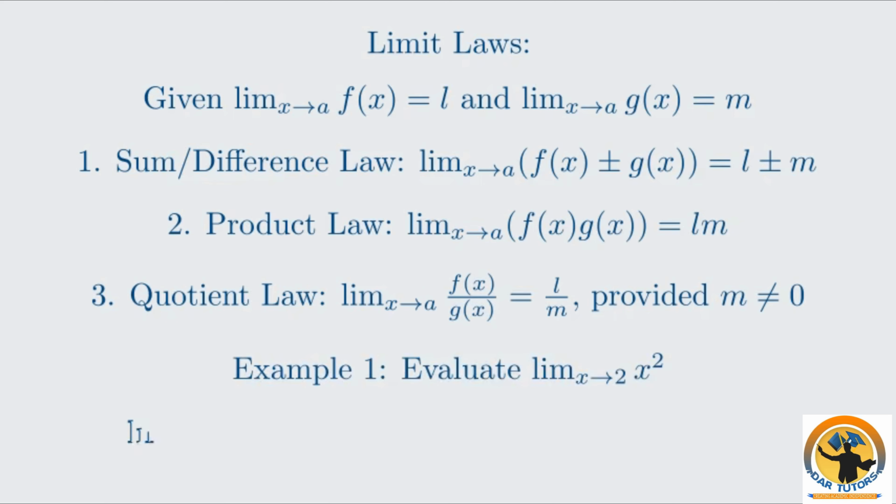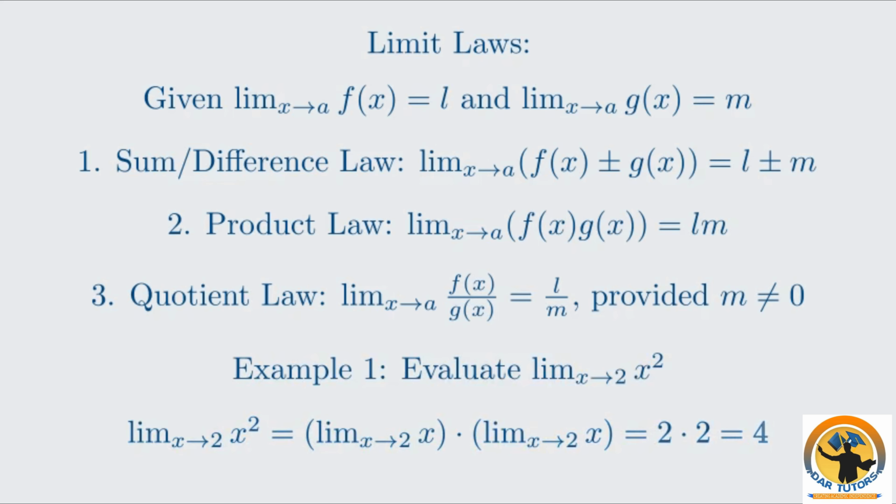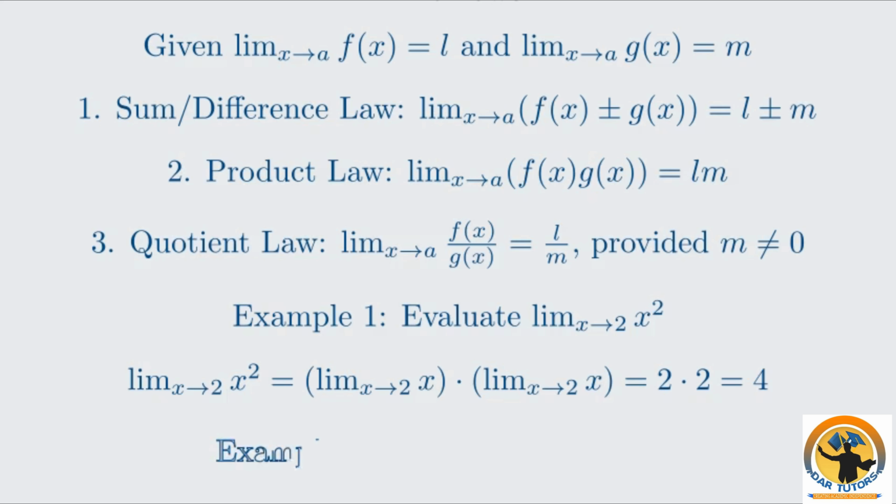First, let's evaluate the limit as x approaches 2 of x squared. Using the product law, this is the limit of x times the limit of x, which is 2 times 2, or 4. Next, let's evaluate the limit as x approaches 3 of the quantity x squared minus 9, all over x minus 3.